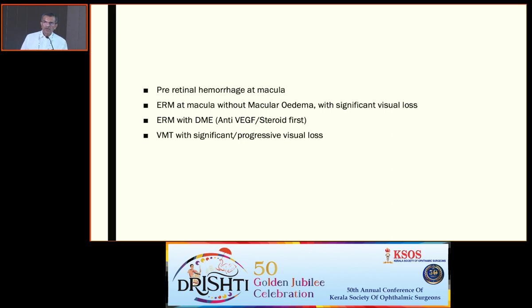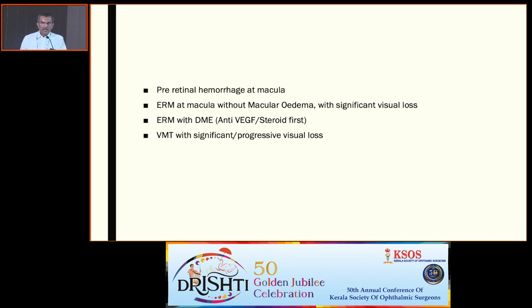Preretinal hemorrhage at the macula needs a referral, because these preretinal hemorrhages at the macula are different from the Valsalva retinopathy. A Valsalva retinopathy, you can probably do a laser and get rid of that, but a preretinal hemorrhage at the macula in a proliferative diabetic retinopathy, you have a tough preretinal membrane which doesn't give way, so that needs an early intervention. And left untreated, left with conservative management, this can go for a scarring later on, and the final outcome might not be very good.